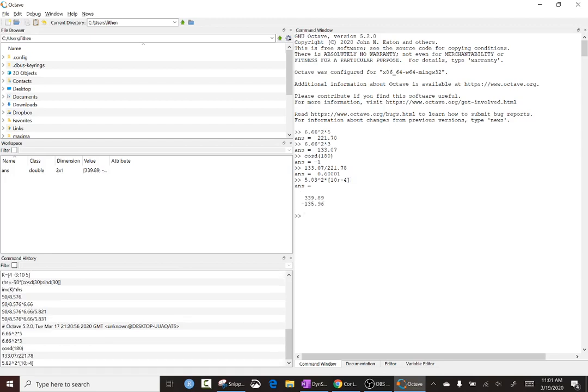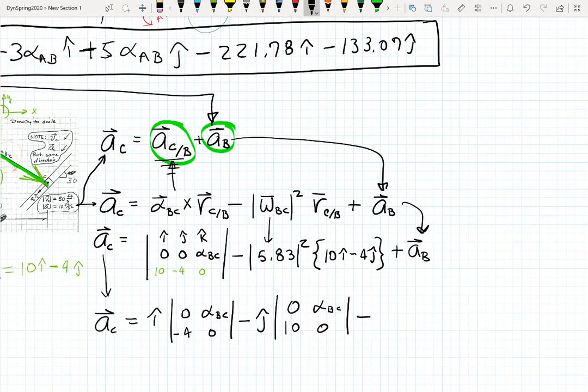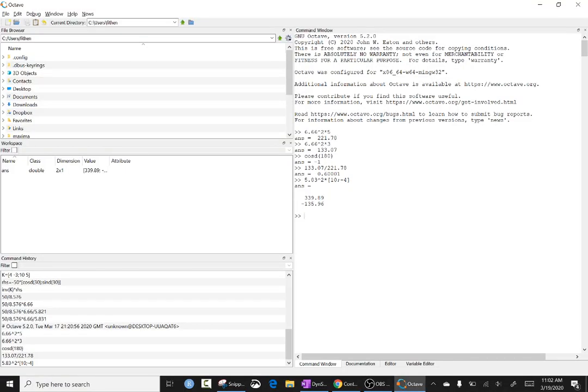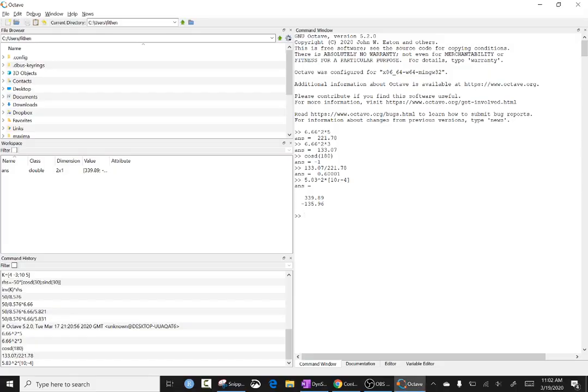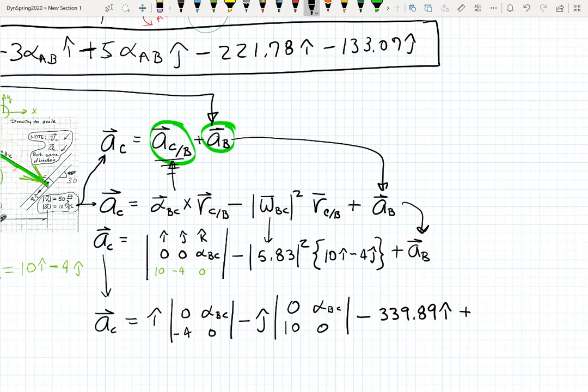So I get a 339.89 and 339.89 i, and I get a minus. Now see, I've got to be careful here. I have a minus here, but I have a minus here. So the minus gets carried across. The next term is a plus, and I've already forgotten the number. 135.96. 135.96 j.